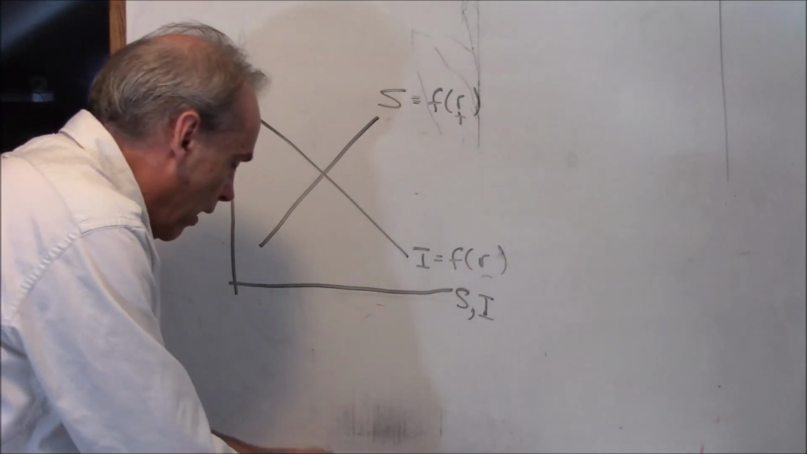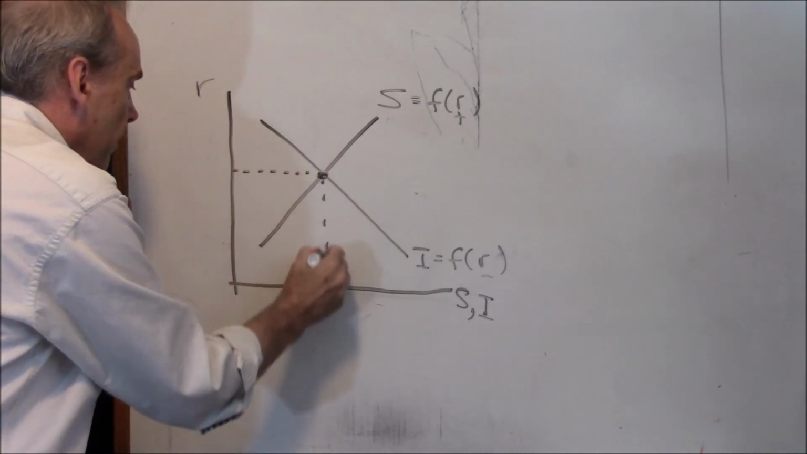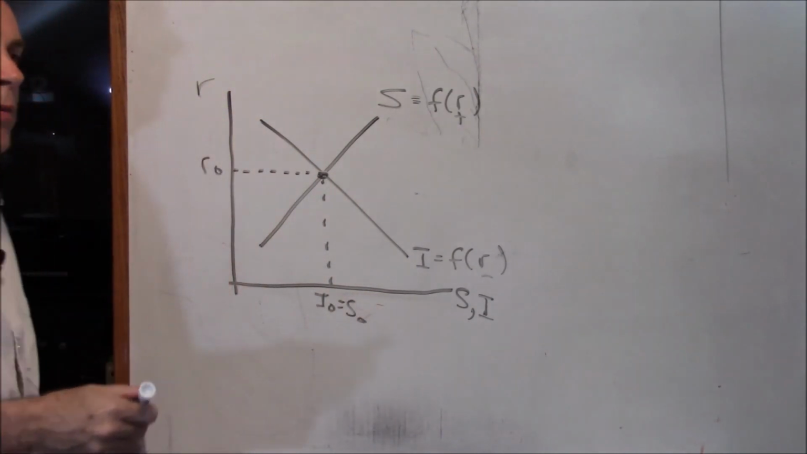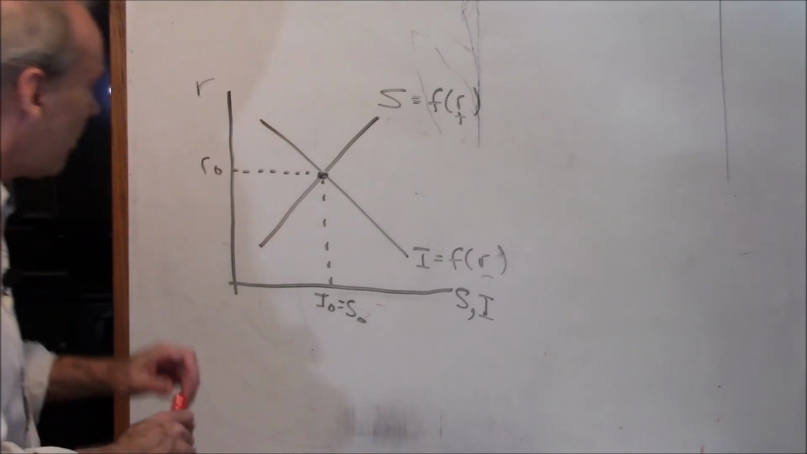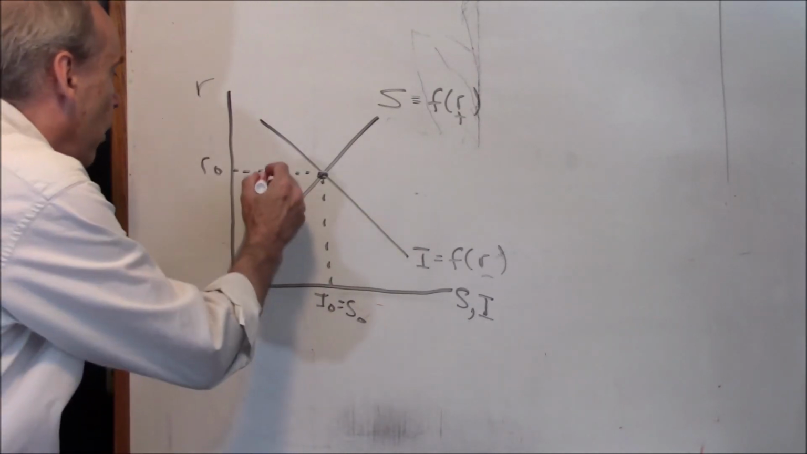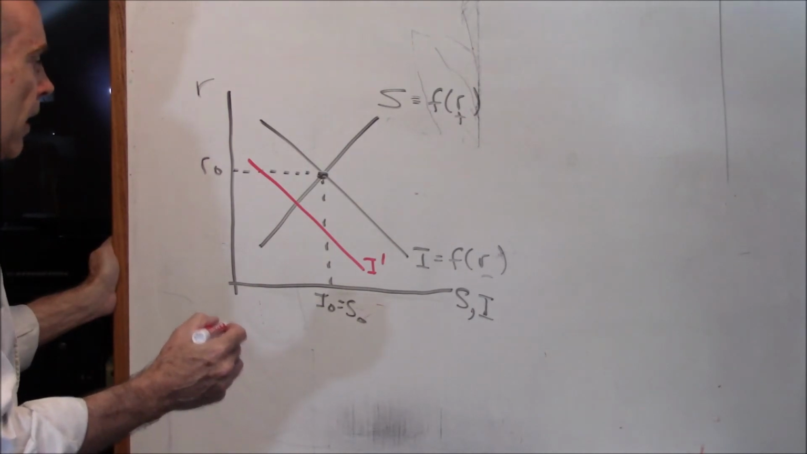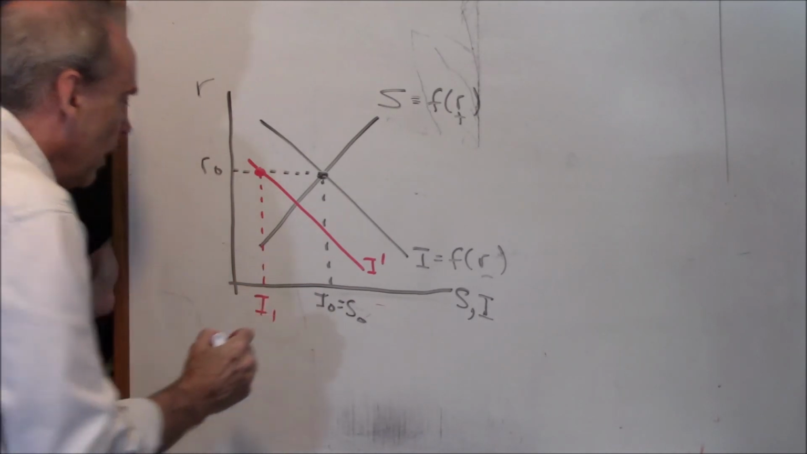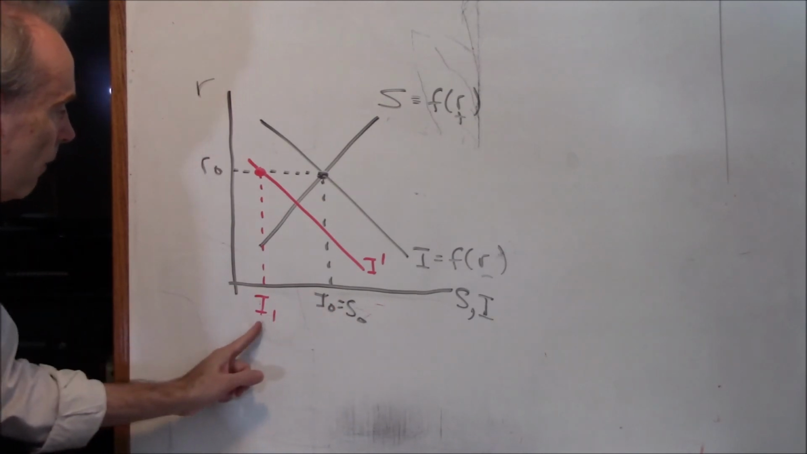Now, notice here we started off, I'll continue to do this part in black. I sub 0 equals S sub 0, at R sub 0. So we start off, and let's just say we're at full employment as our initial assumption. Savings is equal to investment at this interest rate. But then remember what I said in the previous example. Oh no, firms decide to invest less. Investment prime. And so for a time, until the interest rate adjusts, savings is still at S sub 0, but investment is now at I sub 1.